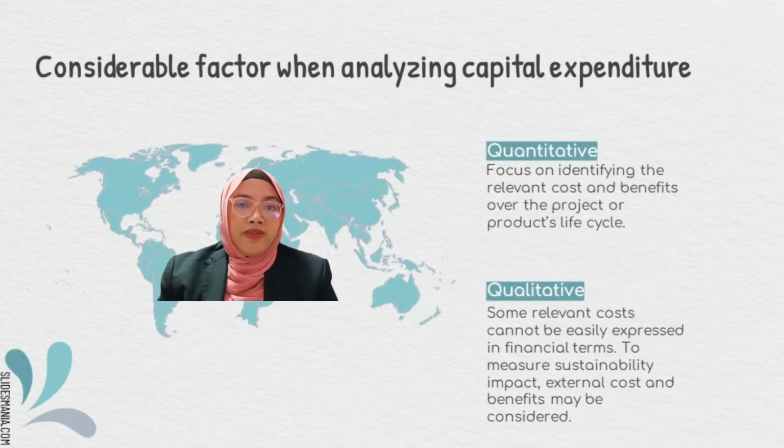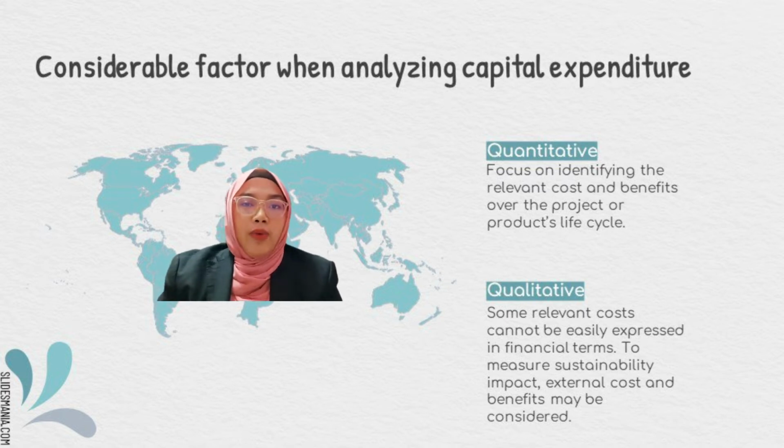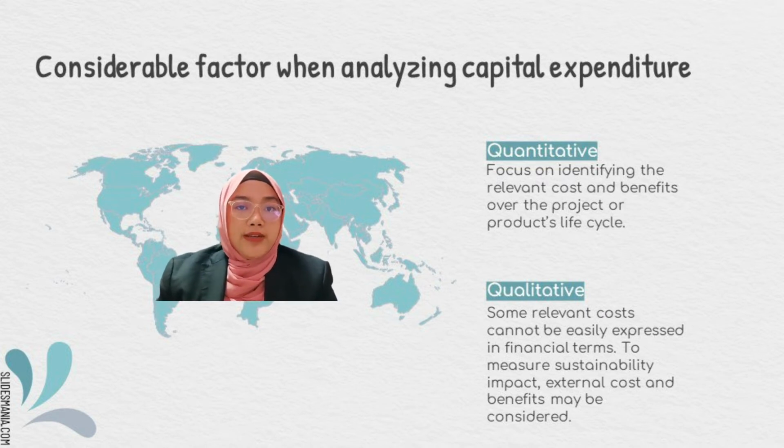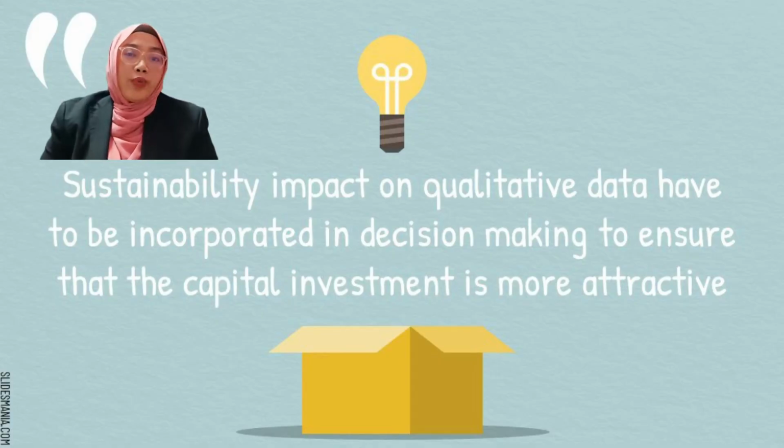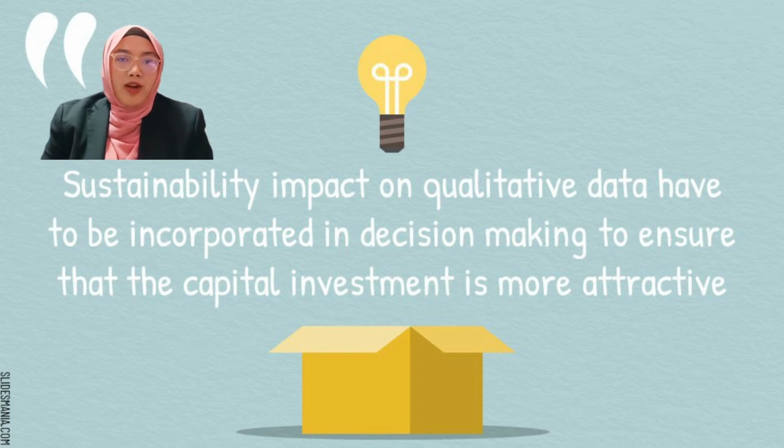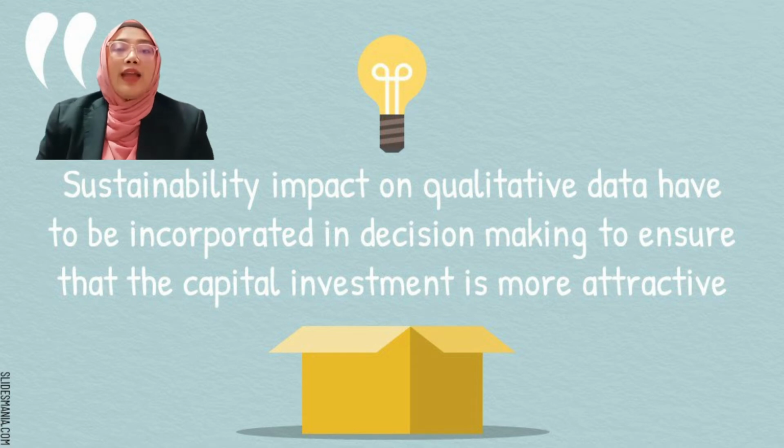There are two considerable factors when analyzing capital expenditure, which are quantitative and qualitative. The quantitative focuses more on identifying the relevant costs and benefits over the project or product's life cycle, while the qualitative is focused on some relevant costs that cannot be easily expressed in financial terms. To measure sustainability impact, external costs and benefits may be considered. We can say that sustainability impact on qualitative data has to be incorporated in decision making to ensure that the capital investment is more attractive.